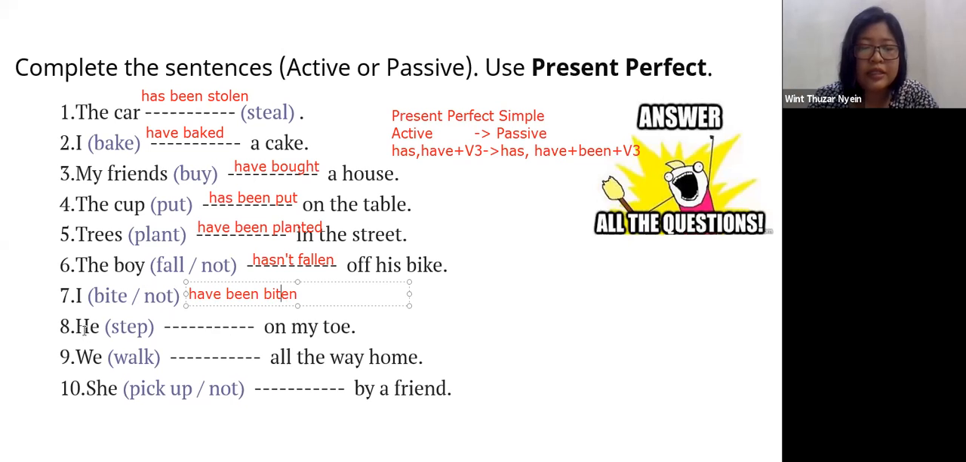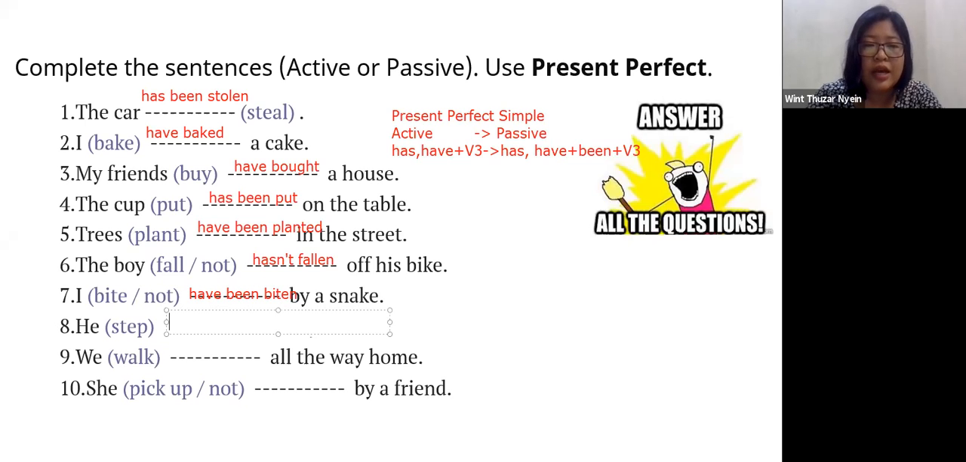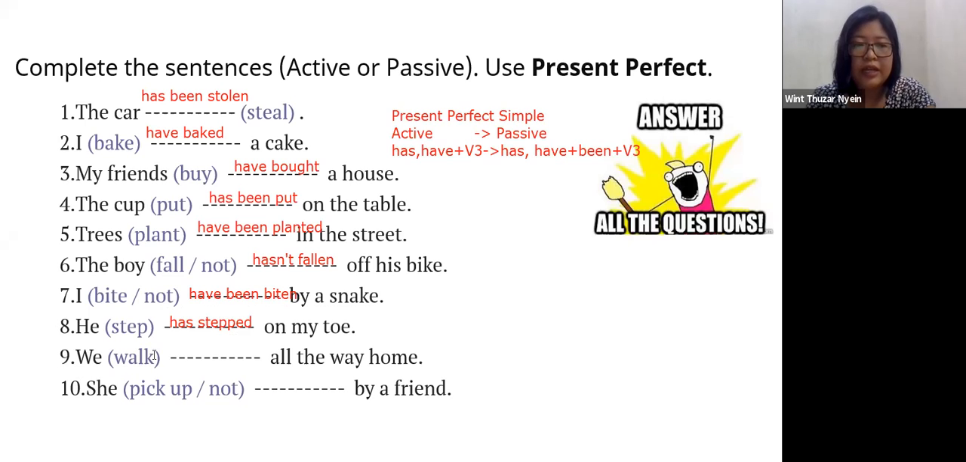And next one, step on my toe. So here he is a person, and when we see "on my toe" at the end, it is active. Has stepped. Number 9, we all the way home. So it means we have walked.